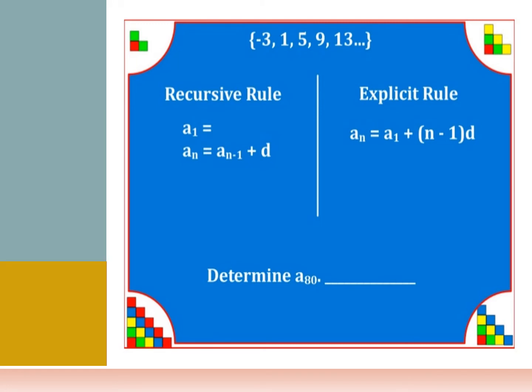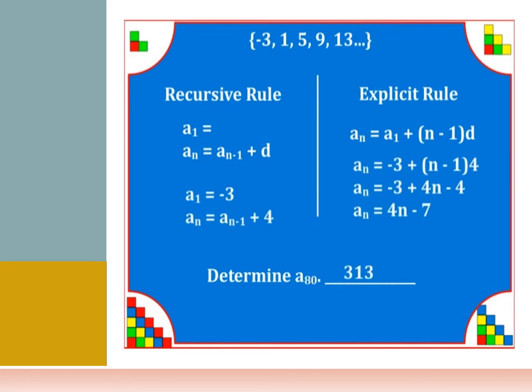And for the explicit rule, if you want to find a80, a1 is minus 3 plus n, which is 80 minus 1, 79, times 4. So minus 3 plus 79 times 4, which is the same as dn, which is 4n, and minus 3 minus 4 is minus 7. So 4 times 80 minus 7 is equal to 313.